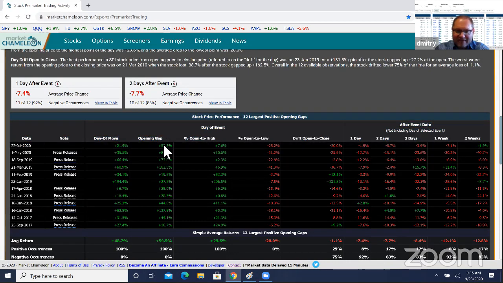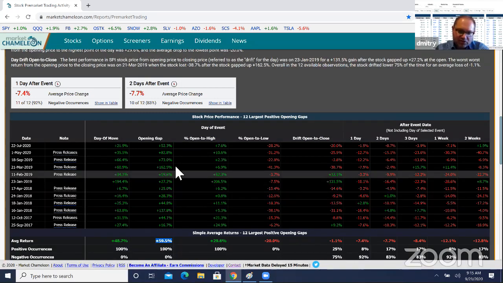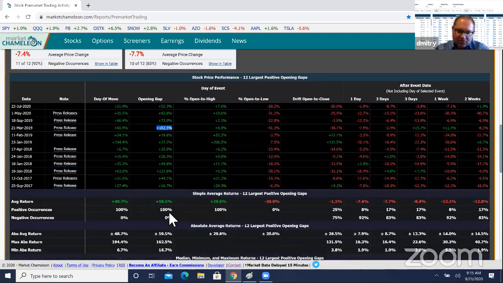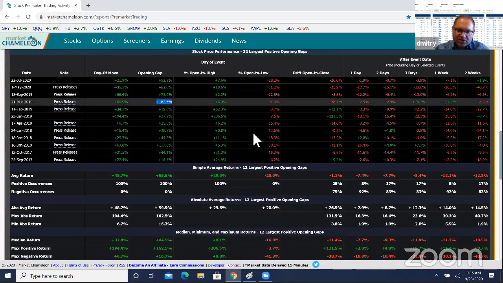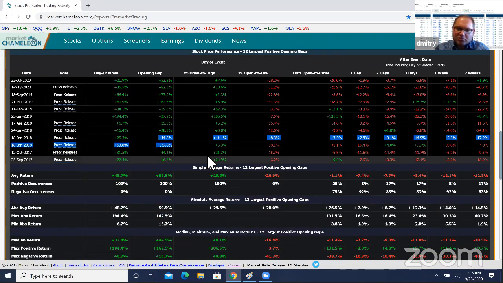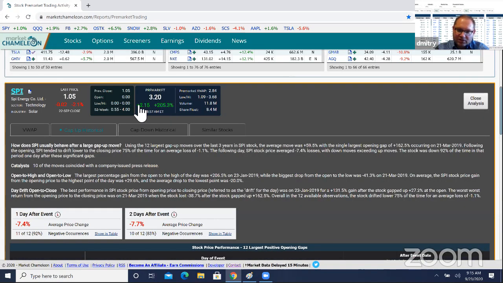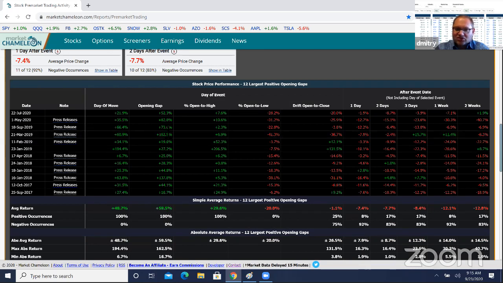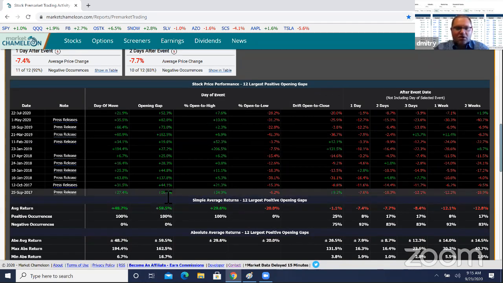So we see here the average of the 12 largest gap moves was up 59.5%. We see some as high as 162%. So that's the high over here, 162%. Here's 137%, but this one is definitely higher than any of these 12 observations that we have in the last three years. So let's see what it tended to do after the opening.